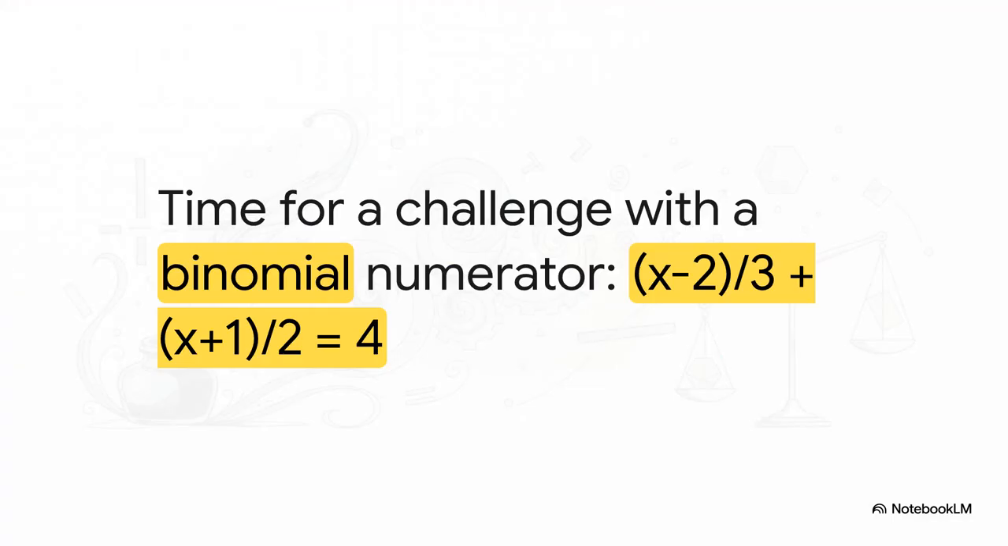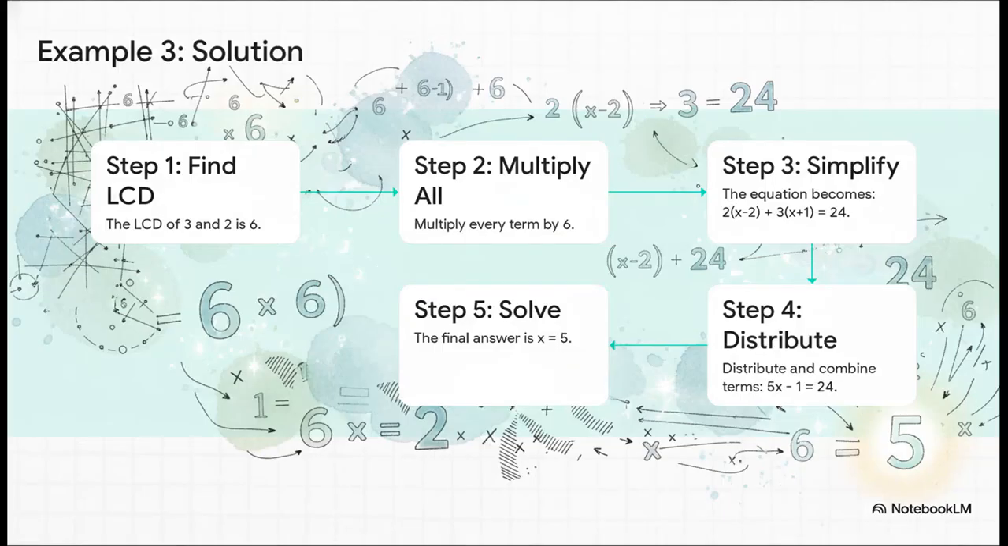All right, you ready? Let's tackle the advanced level. So what happens when you have a binomial in the numerator? You know, an expression with 2 parts, like x minus 2. Well, the rules are exactly the same. We just have to be a little extra careful when we multiply. So for this one, the LCD of 3 and 2 is, you guessed it, 6.